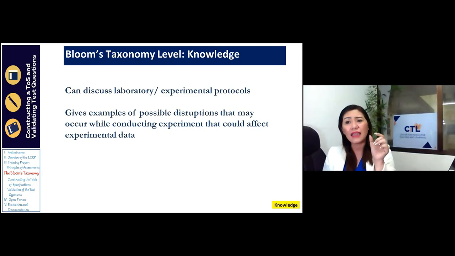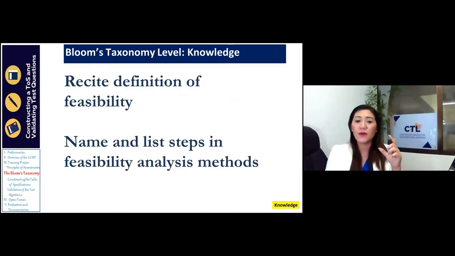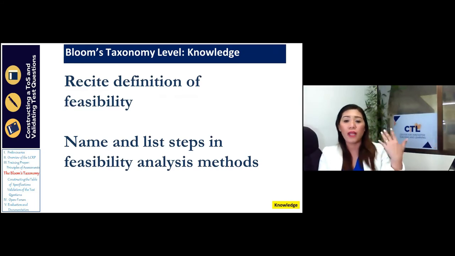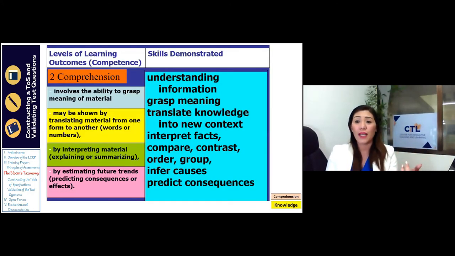So, let's go back to the skill. What exactly is the thinking skill required of the students? If the thinking skill required is just them showing you that they can recall, that they can remember facts, then that's just knowledge level. Okay? So say your learning objective is to recite the definition of feasibility, or name and list, or in your exam it's which of the following is a definition of feasibility, or which of the following is not part of the steps in feasibility, then it is just recalling. So that's knowledge only.